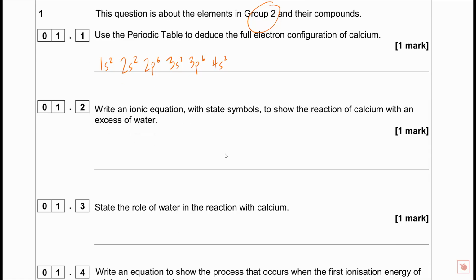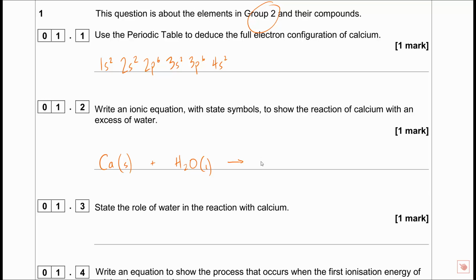So going to ionic equations: reaction of calcium with an excess of water. So calcium and water produces calcium hydroxide and hydrogen, but that's not going to cut it because that's not an ionic equation. So with state symbols, we start off with calcium, solid, and we're reacting that with water, which is of course a liquid. Don't put aqueous for water because it's not.